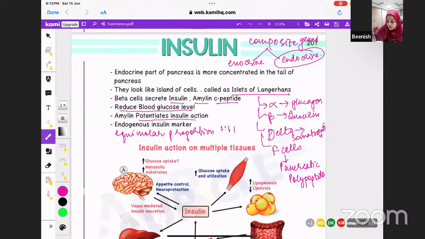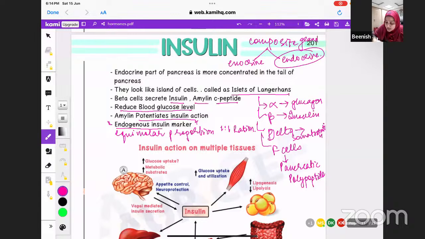That is in the 1:1 ratio. So your C-peptide and your insulin are produced in equimolar proportions. So when your C-peptide is formed, your insulin is also formed. Now this C-peptide and insulin enter the blood at the same time and in equal amounts. But this C-peptide has no effect on blood glucose, and it stays in the blood longer as compared to the insulin. So it is easier to measure the C-peptide accurately. Therefore we say it acts as an endogenous insulin marker.